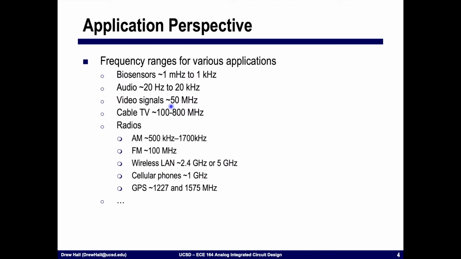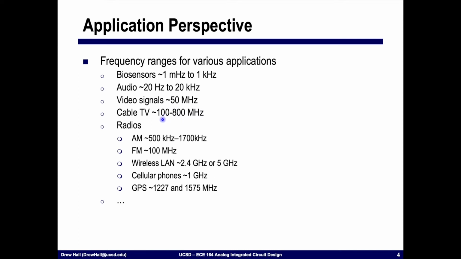Now, when we're talking about the bandwidth, the application really drives what's important in terms of bandwidth. For example, in my research, we do a lot of work on biosensors, and biosensors typically do not have a lot of bandwidth. When we're talking about biosensors, you're often in the millihertz to single digit kilohertz range. Other applications, for example audio, have very well-defined frequencies, 20 hertz to 20 kilohertz, predominantly driven by the physiology of the ear. Video tends to be a little bit higher in frequency, about 50 megahertz.